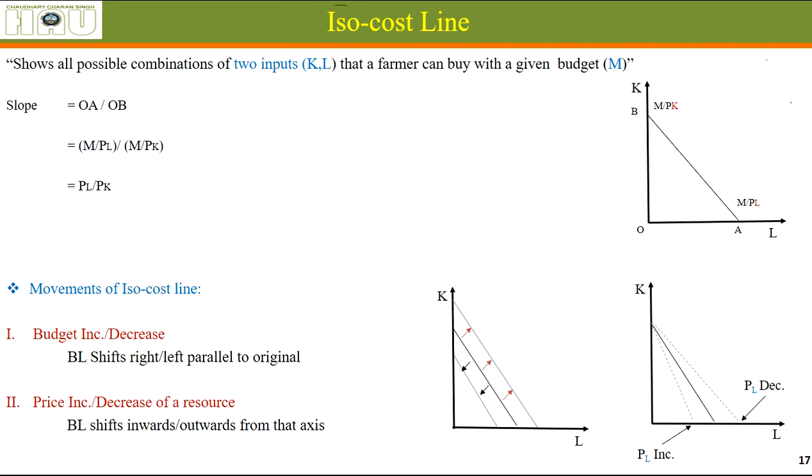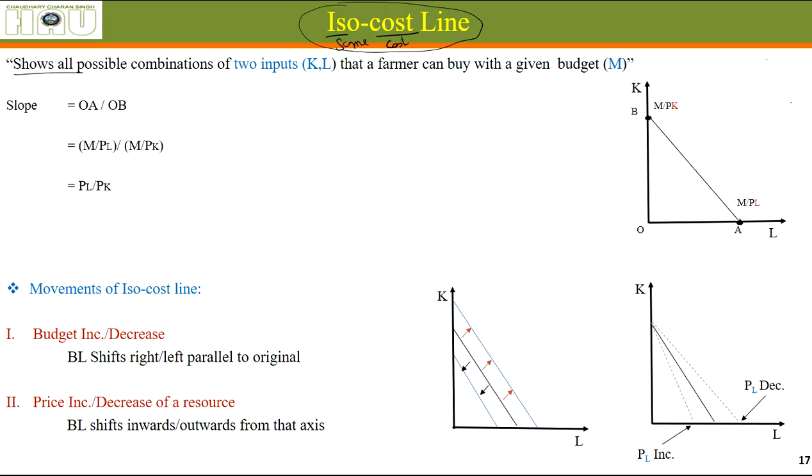Next comes the iso-cost line, the second concept that is needed to find out how to produce. Iso means same cost. Let's just read the definition first.